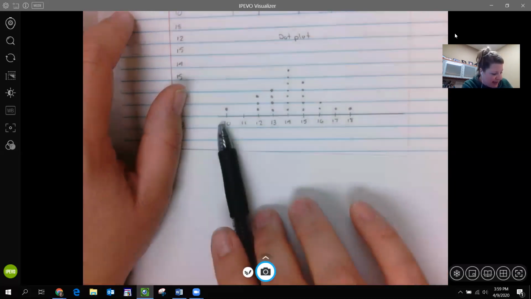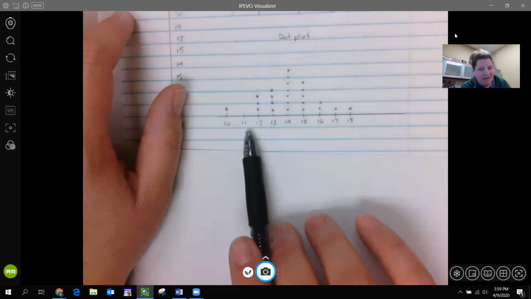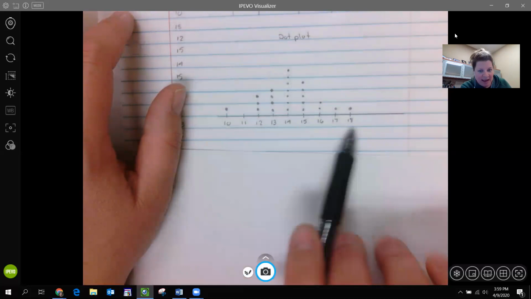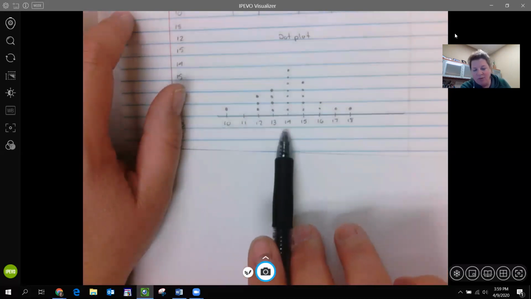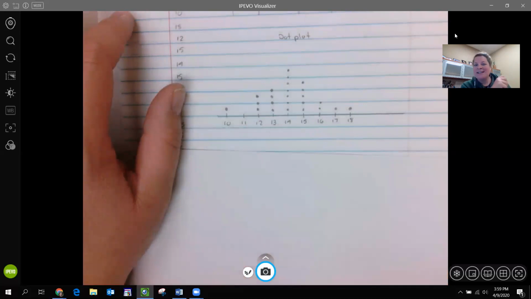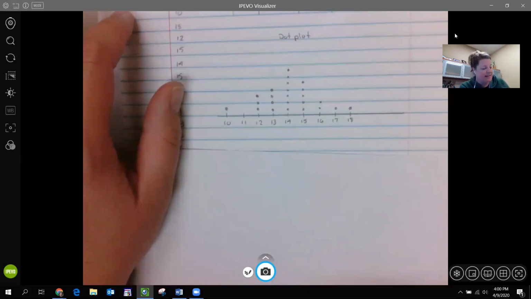So we had 110, no 11s, but we still include 11. It's a number line. 12, I had 3 12s, 4 13s, 7 14s, and so forth. So a dot plot shows your actual numbers as well, but it's very different from a stem and leaf. It still shows frequency. I can still see 14's the highest. But there you go. There's a dot plot.